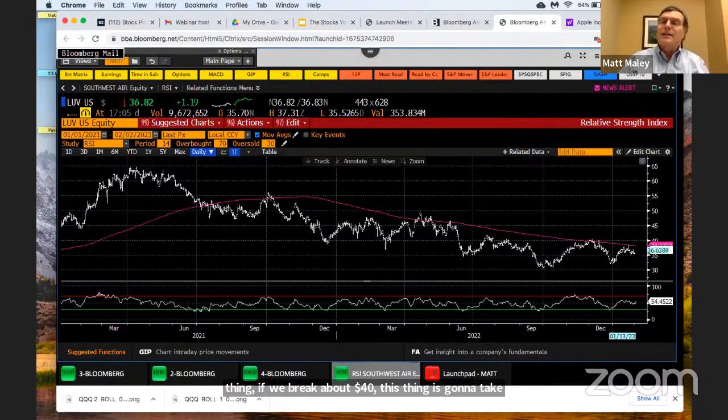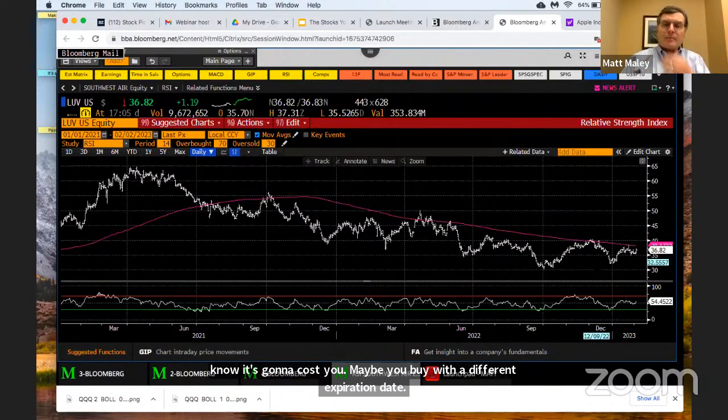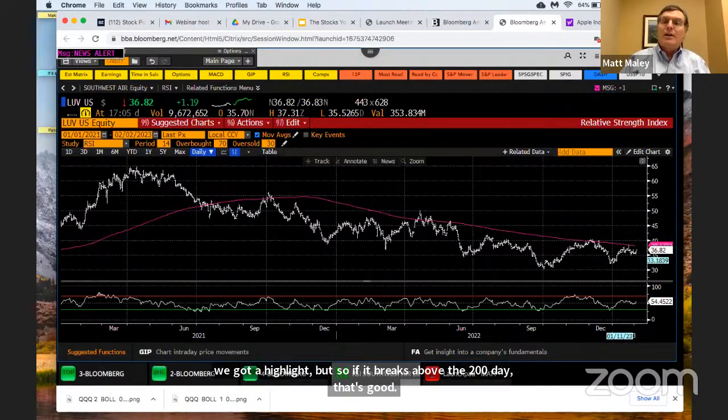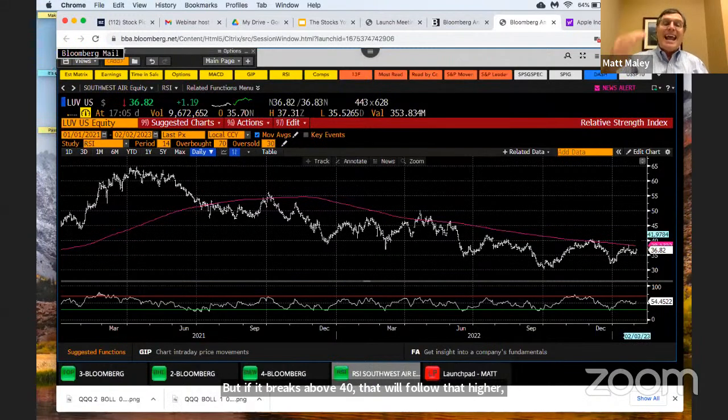Airline stock. Okay, great. So if you own this thing, especially out to June, you buy more. I know it's going to cost you. Maybe you buy with a different expiration date. That's fine. But I'm telling you, it's got a nice setup because we got a higher low. So if it breaks above the 200-day, that's good. But if it breaks above 40, that will follow that higher low with a higher high and take it meaningfully above that 200-day moving average.